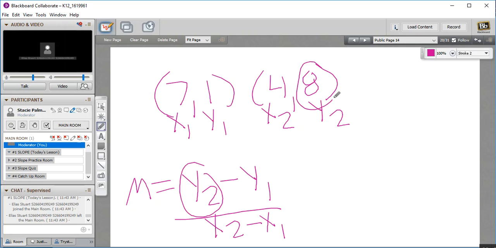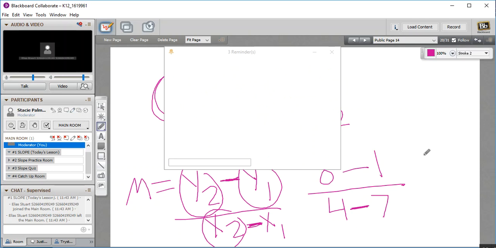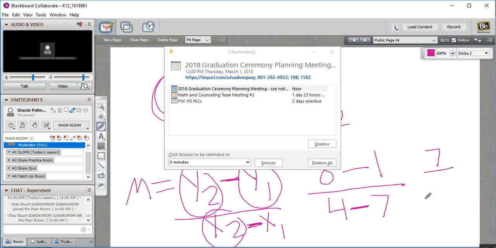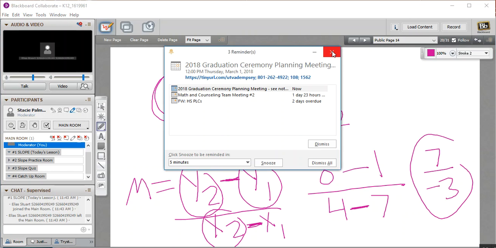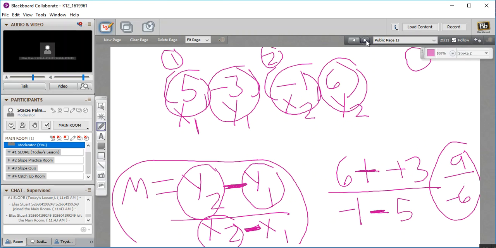Instead of the y2, we know that's an 8. We have a minus sign. Instead of the y1, we know that's a 1. Instead of the x2, we know that's a 4. Then we have a minus sign. Instead of the x1, we know that is a 7. 8 minus 1 is 7. 4 minus 7 is -3. So our slope is 7 over -3.